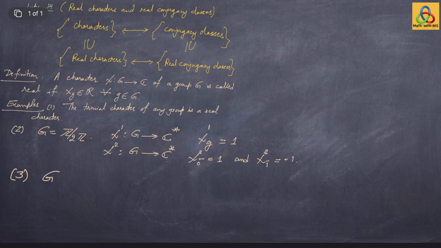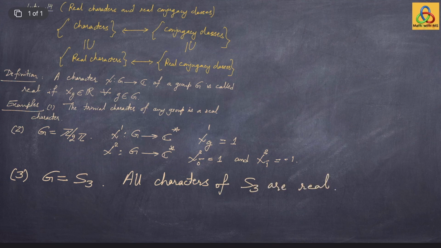Take G to be the symmetric group on 3 letters. Then we know that G has two irreducible characters of degree 1. One is the trivial character, of course, and the other is the sign character, and they both are real valued. In fact, if you recall the only degree 2 irreducible representation of the symmetric group S3, then you see that it's again real valued. Then all characters of S3 are real.